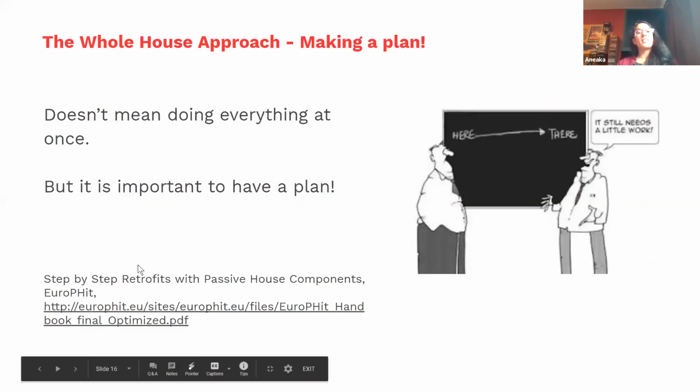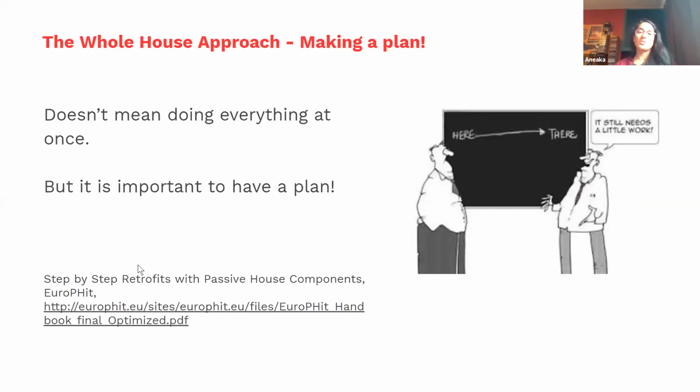So the other thing to think about when taking a whole house approach is making a plan. That doesn't necessarily mean that we do everything at once, but it means that we have a plan to do things in a staged way.